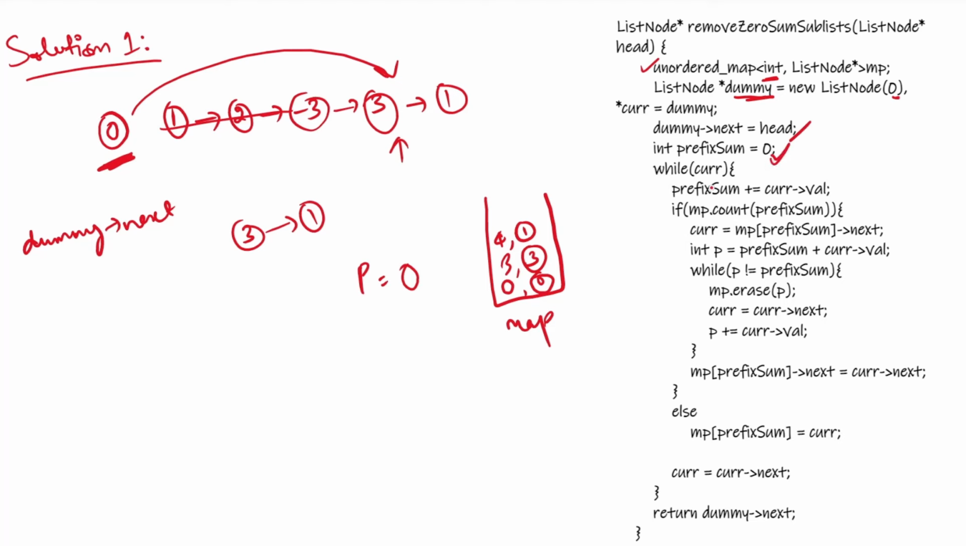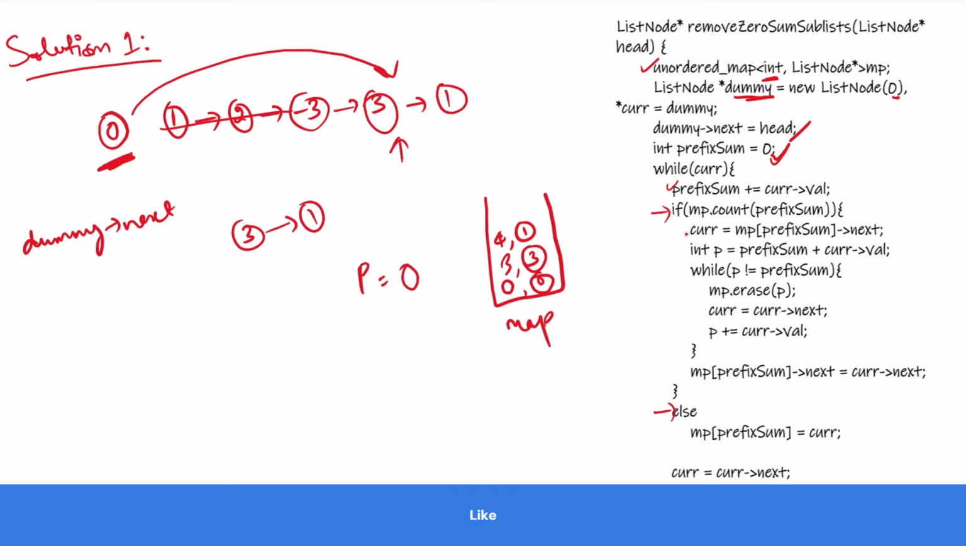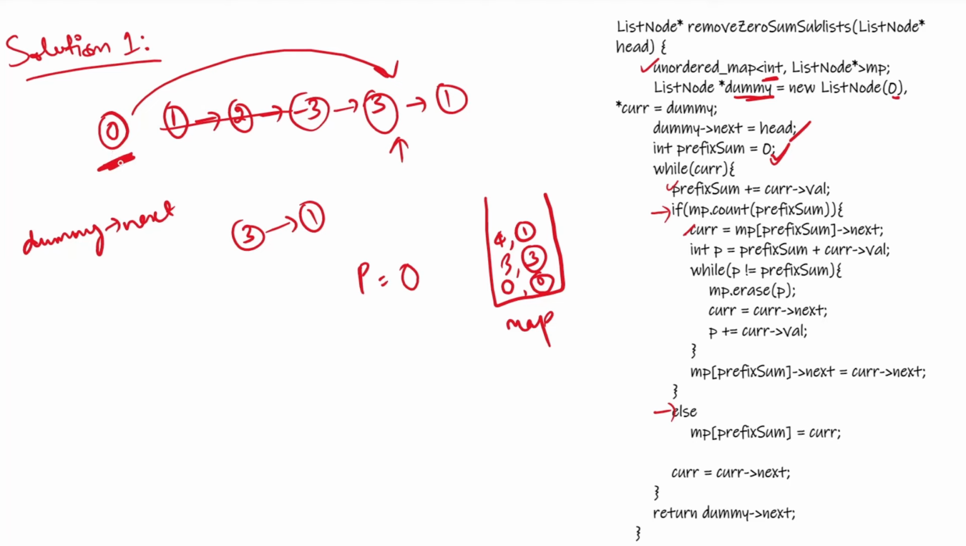Now I will iterate through the list and calculate the prefix sum, which will be prefix sum plus current value. If current value exists, then I will do this. If it does not exist, then I will add it into my map. So if it exists, then what I will do, I will move my current from that point to the point which has the same value, to its next.